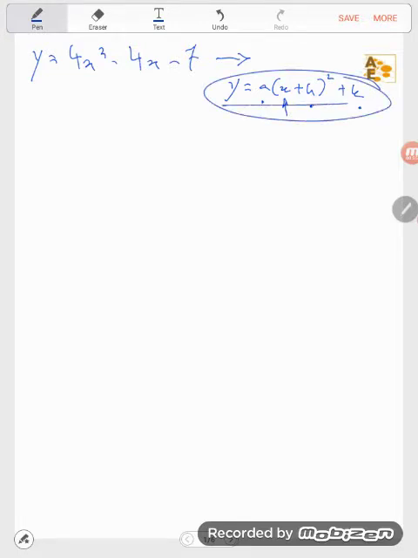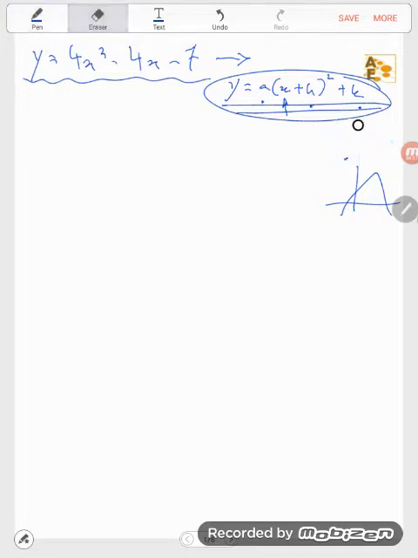Why do we need to do this? Because in this complete square version, rather than the quadratic equation here, it is easier for us to sketch the quadratic curve, right? Whether it's going to be a minimum curve or a maximum curve, right?